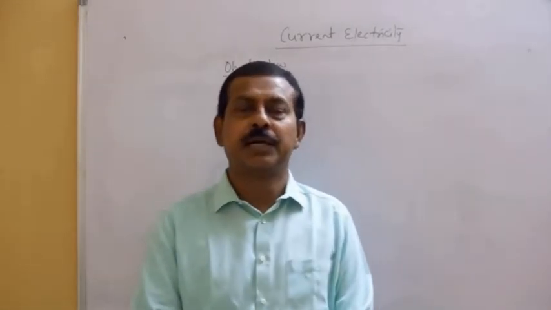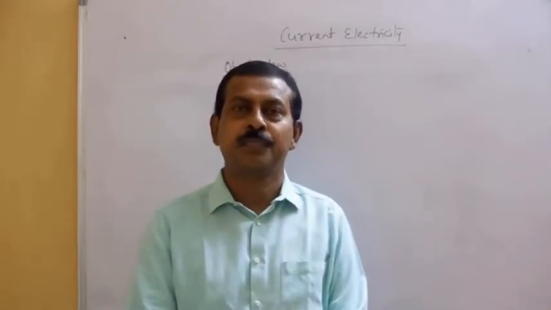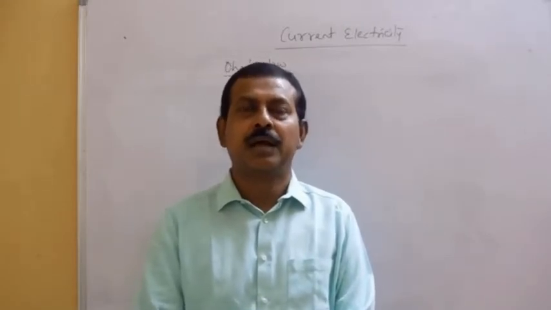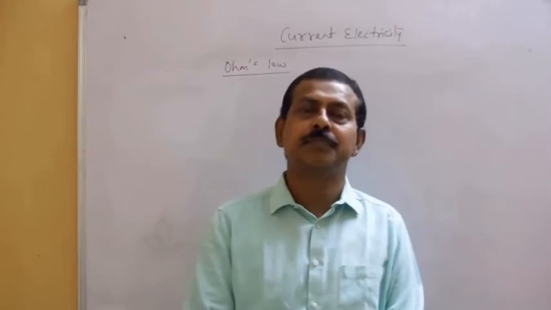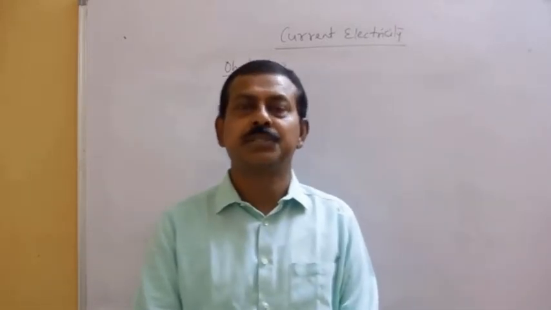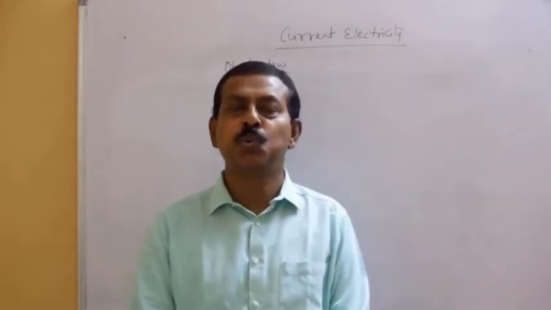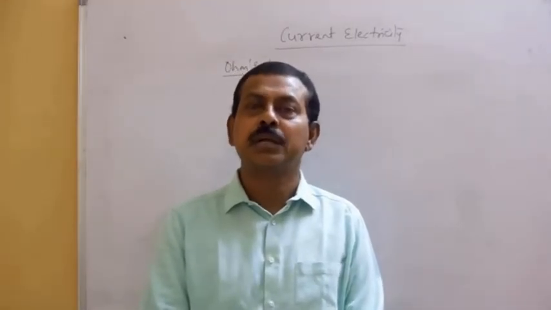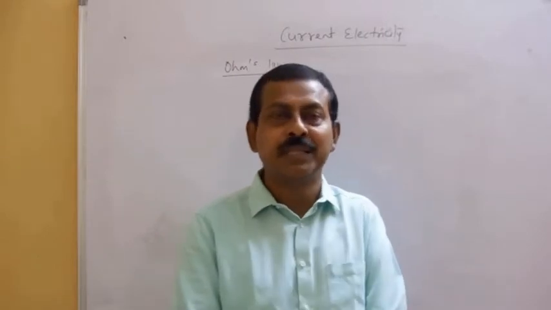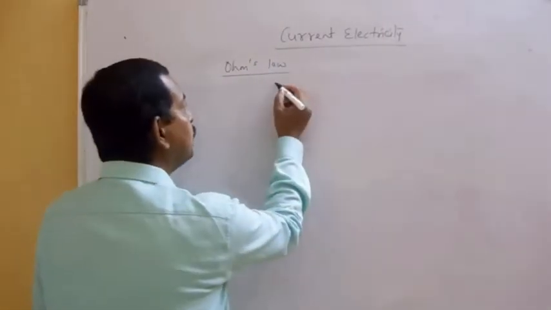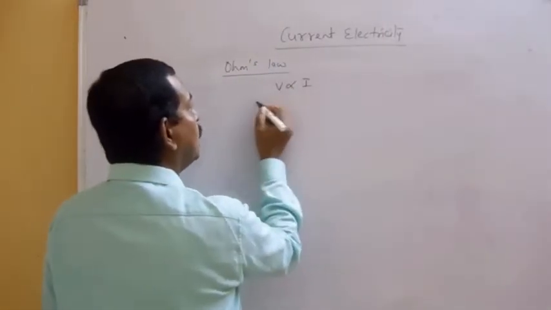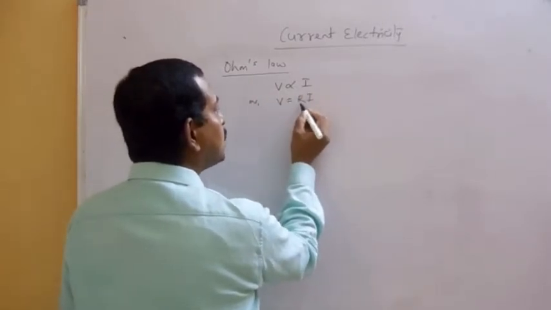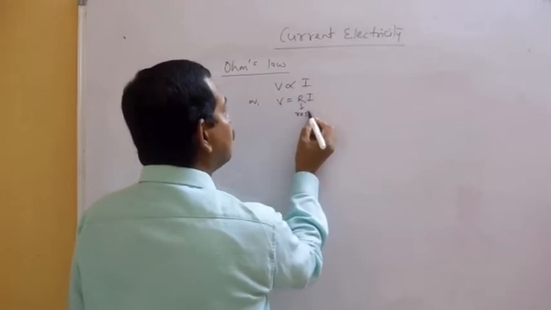Today we'll start with Ohm's law. Ohm's law you all must have done in class 10. Ohm's law statement is: at constant temperature, potential difference between 2 points of a given conductor is directly proportional to current flowing through it. Mathematically we write V ∝ I or V = RI, where this R is the resistance.